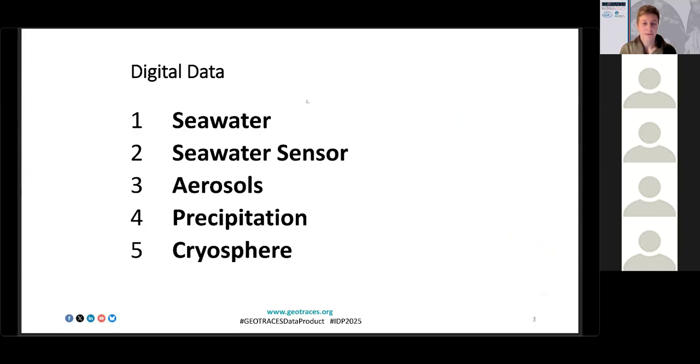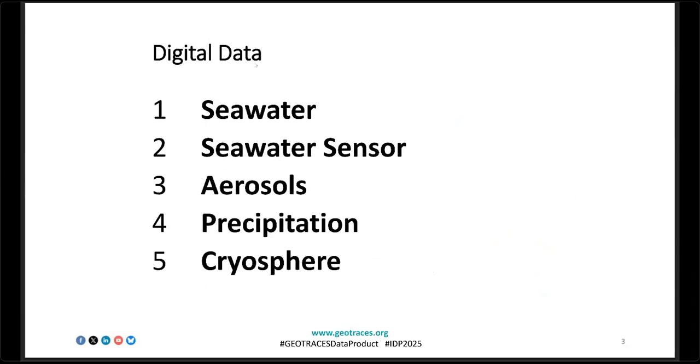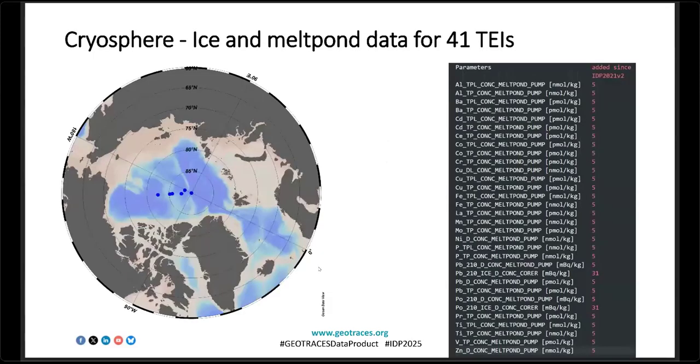And again, as before, the digital data has 5 separate data sets. The core, again, the seawater discrete sample data, seawater sensor data, aerosols, precipitation, and cryosphere data. And I will quickly go through them and show you what's inside.